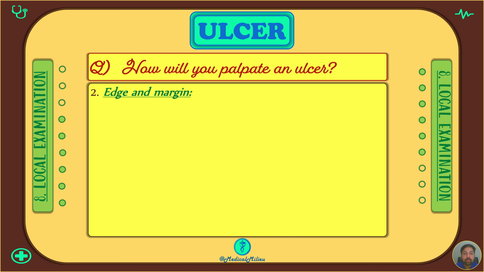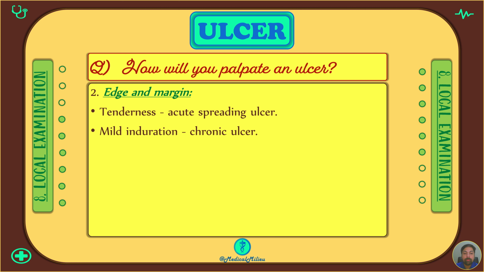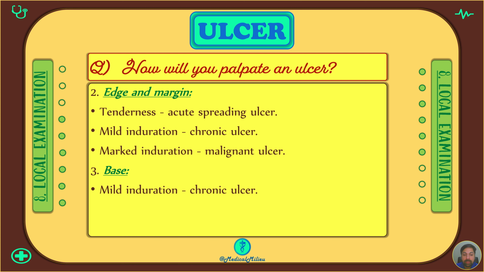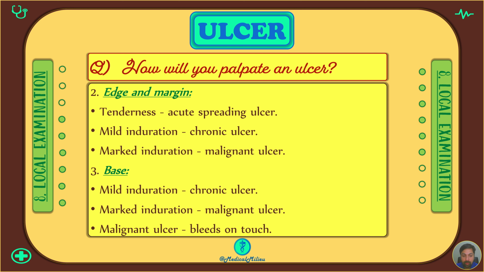Edge and margin of the ulcer are palpated. Tenderness is seen in acutely spreading ulcer. Mild induration may be present in chronic ulcer, and marked induration is seen in malignant ulcer. The base is palpated. It might be mildly indurated, which is suggestive of chronic ulcer, or markedly indurated, which is suggestive of malignant ulcer. A malignant ulcer also bleeds on touch.